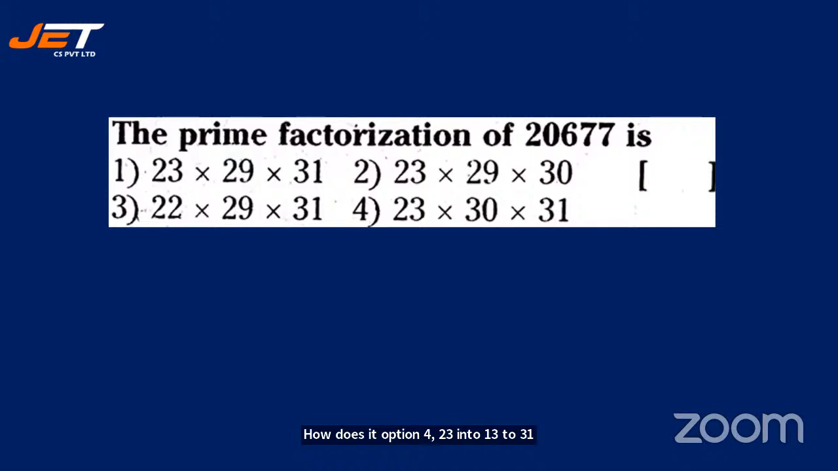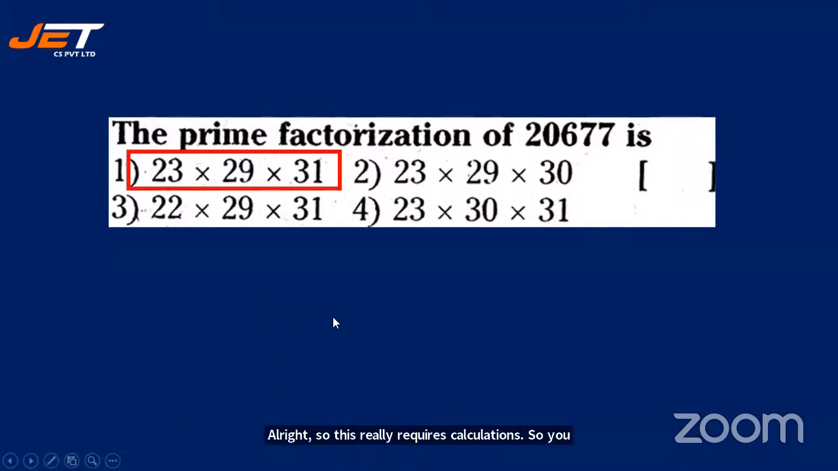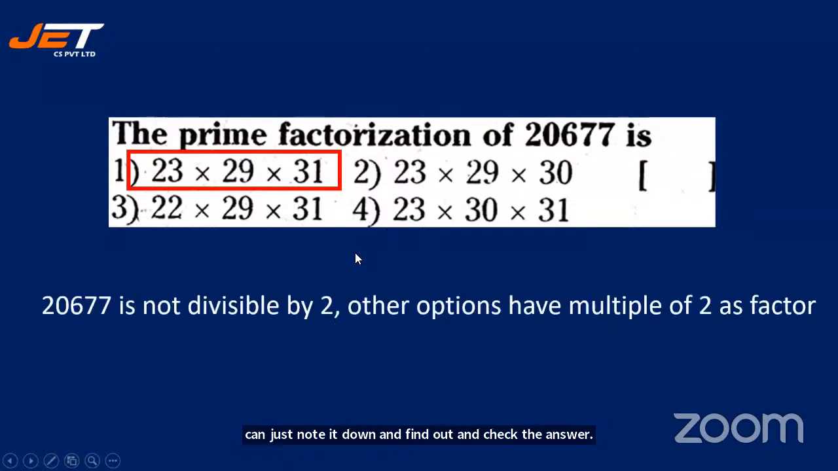All right. So this really requires calculations. So you can just note it down, find out and check the answer. It is none other than option 1, 23 into 29 into 31. Yes, because this is not divisible by 2. Other options have multiples of 2. Yes, it's a very simple way of finding out because this is an odd number. Odd numbers cannot be divisible by 2, isn't it?